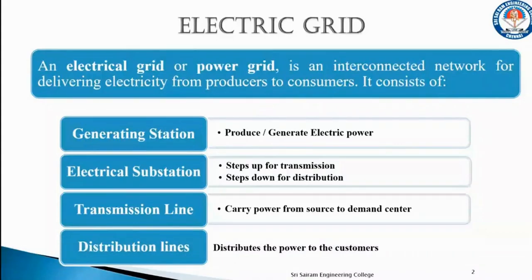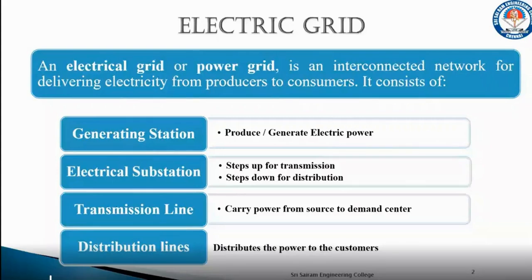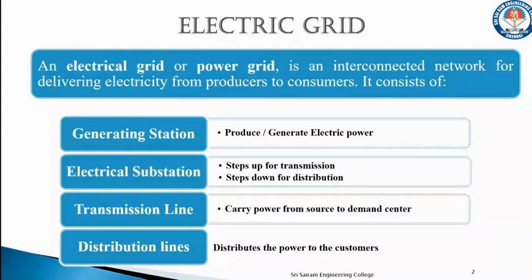In the generating station, we produce or generate electric power, and we will have an electrical substation at the sending end and also at the receiving end. At the sending end, we step up the voltage and transmit it, and at the receiving end, we step down the voltage and distribute that to our consumers. The transmission line is used to carry the power from the source to the demand center, and the distribution line is where the power is distributed to the consumers.